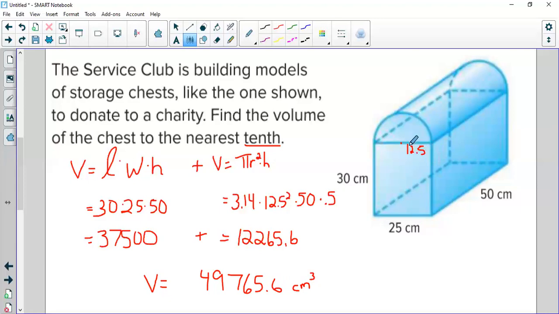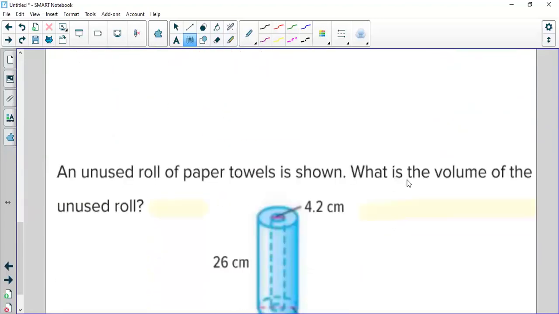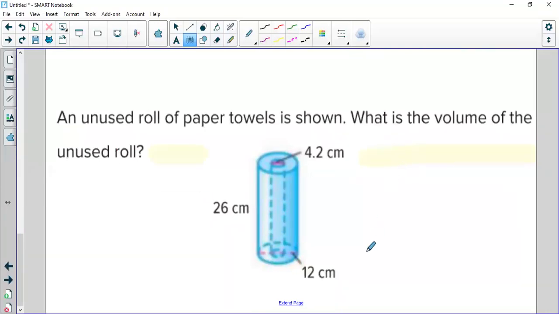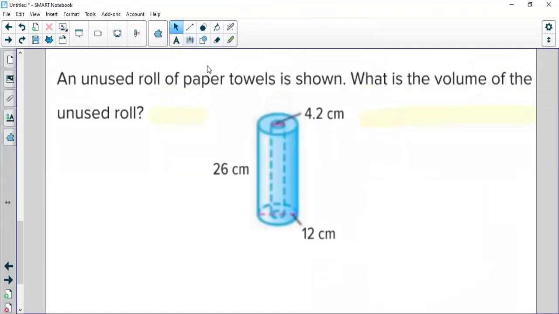Here we put two together. On this one, we'll take it apart. The unused roll of paper towels is shown, and they want to know the volume of that unused roll. Well, the unused roll of paper towels has a hole through the center. You know the roll of toilet paper, paper towels, whatever it is, has a hole in the center. That's where you put a little tube. So this right here, this little dotted section in the middle, that's a hole. That's missing. So if I find the volume of this whole cylinder, the entire thing, and then find the volume of the missing part in the middle, I'll subtract that away.